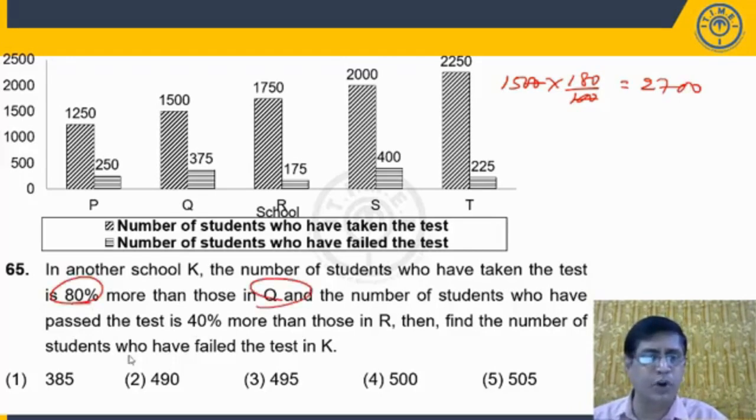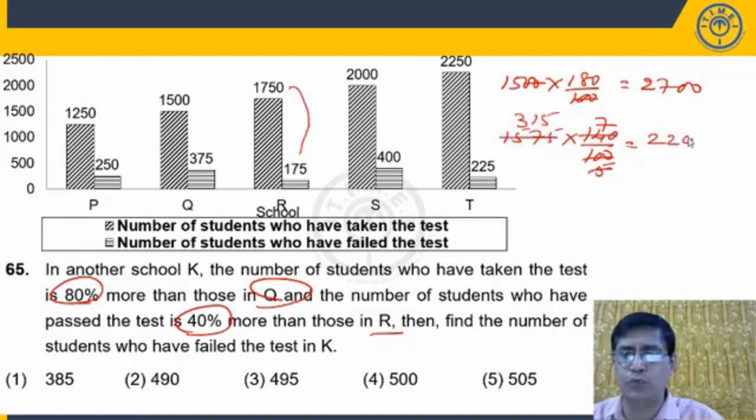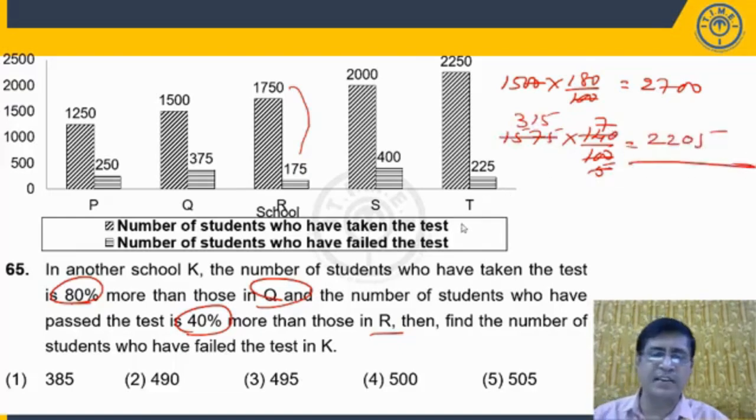The number of students who have passed the test is 40% more than those in R. So what is the number of students passed in R? The number of students passed in R is equal to 1575. 40% more, so 140 by 100. What is the cancellation? 27 times and 25 times. What about the 5? It goes 315 times. The result now is 2205.